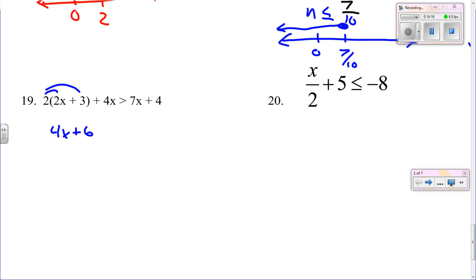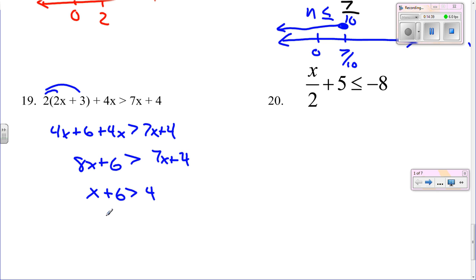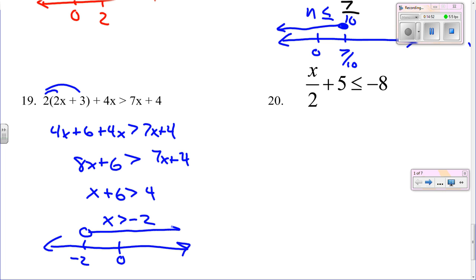4x plus 6 plus 4x is greater than 7x plus 4. Combine your like terms. 4x plus 4x gives you 8x. 8x plus 6 is greater than 7x plus 4. Subtract the 7x over, gives you x plus 6 is greater than 4. Subtract the 6, x is greater than negative 2. Back to negative 2, open circle, shade right.